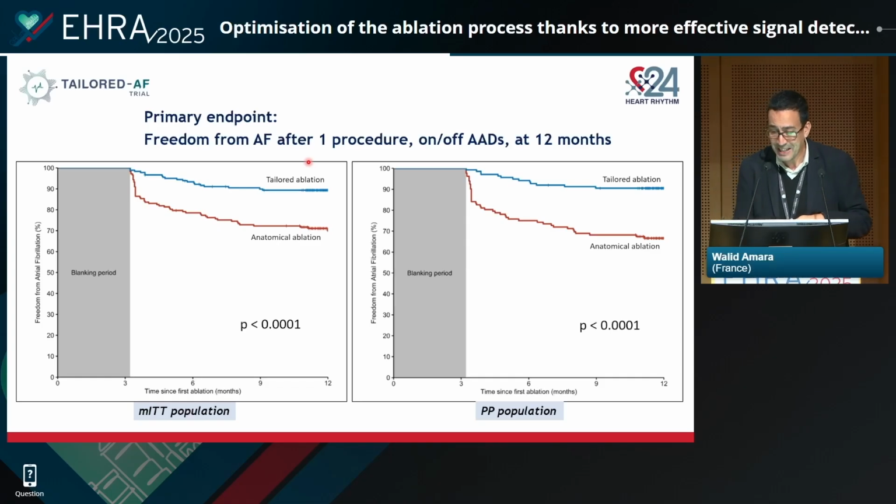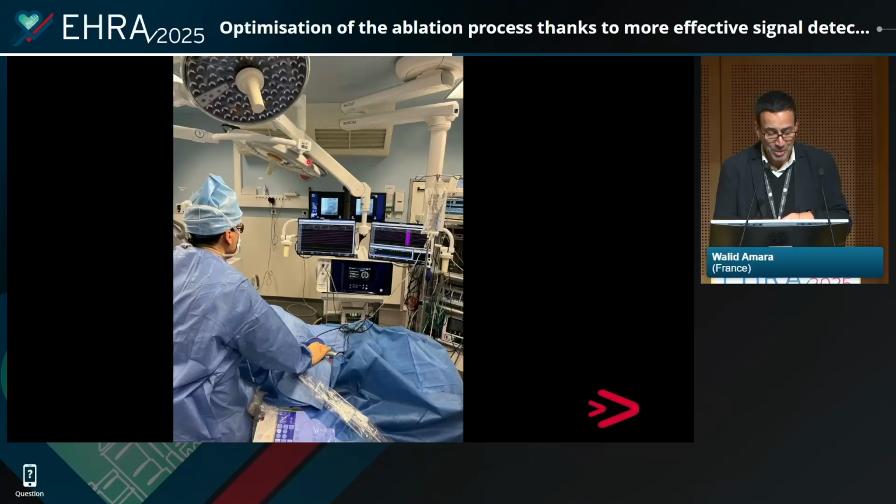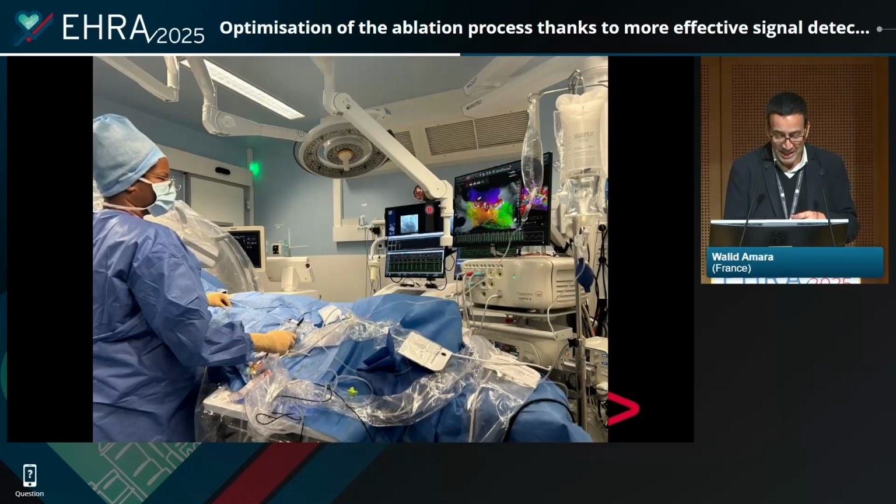And what we say in my routine practice, here I'm not doing mapping, is to look at the signal when doing your ablation. And that's very important. Here, my colleague Vanessa is doing an ablation. I'm not sure if she is looking at this screen or at this screen or at the two screens. So I believe that you should absolutely look at the two screens.